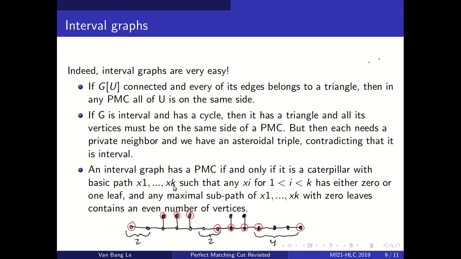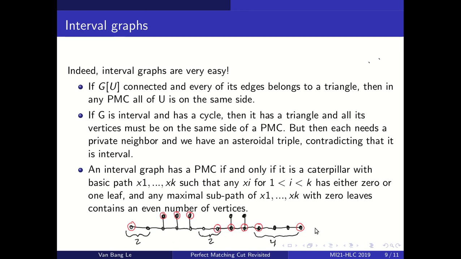So this is then the statement that an interval graph has a perfect matching cut if and only if it is a caterpillar with a basic path x1 to xk, drawn as a straight path down here, such that every vertex on that path has either 0 or 1 leaf. That's the only possibility. And in addition, the requirement is that if you have a subpath with 0 leaves, then that subpath has to have an even number of vertices in it.